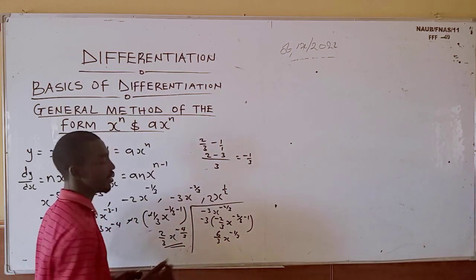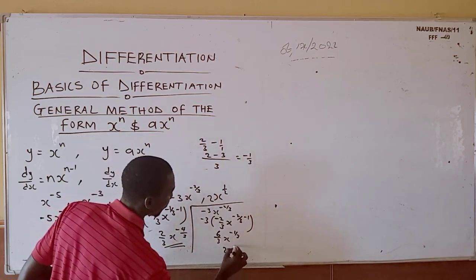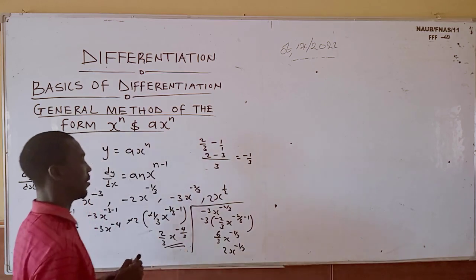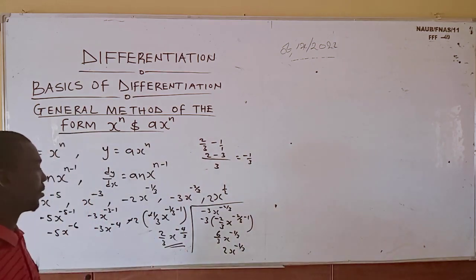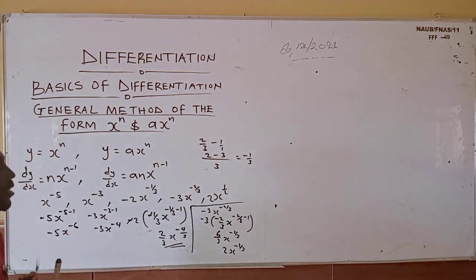6 divided by 3 is what? 2s to the power of minus 1 over 3. So that is our answer. Do you get that? I hope you understand this. So this is how to differentiate all this.